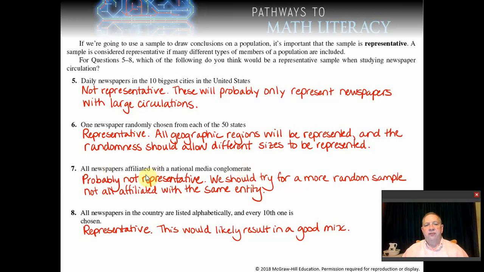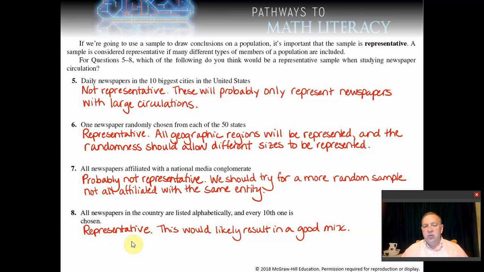All newspapers affiliated with a national media conglomerate, probably not representative. You don't really know anything about that national media conglomerate. Is it political or not? Does it represent one political party? Does it represent one segment of the population? So we would need to know more information than that. So probably not representative. All newspapers in the country are listed alphabetically, and every 10th one is chosen.